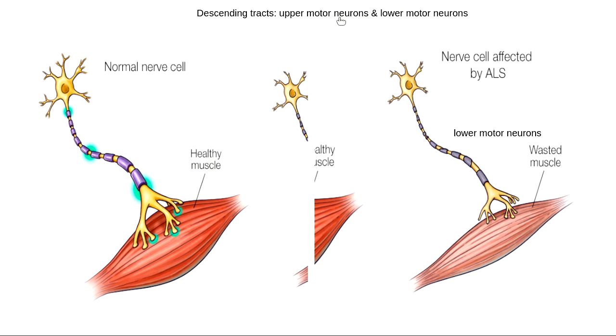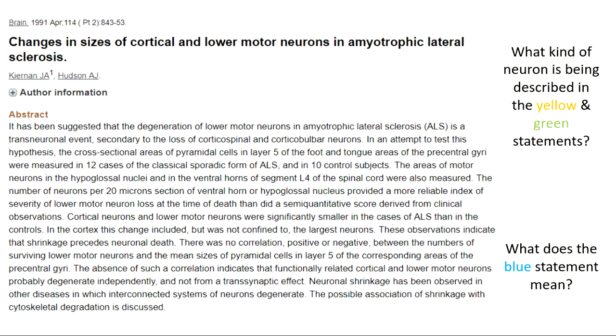When we look at this abstract that I asked you to read, we're looking at it to figure that out. That's basically our big picture goal. We want to look at cortical motor neurons, the ones that live in the cerebral cortex, and we want to look at lower motor neurons, the ones that go down and synapse with muscles, to see how their sizes compare.